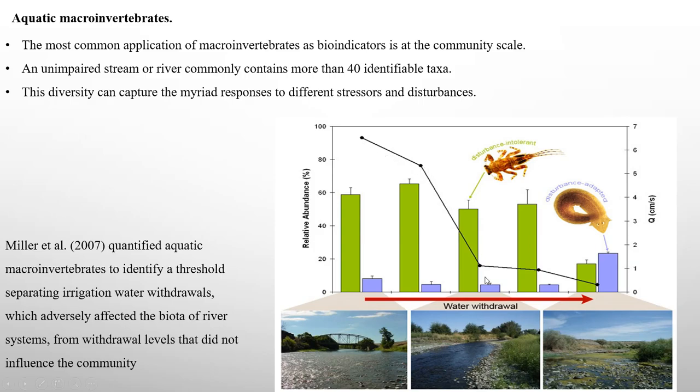Here this line represents the water withdrawal capacity. The green bars represent the abundance of disturbance intolerant taxa. That means when these taxa come under disturbances, their population decreases, and this blue bar represents the disturbance tolerant or disturbance adapted taxa. Now this study was conducted to see how much water can be withdrawn for irrigation purposes without disturbing the overall community population of that particular area.